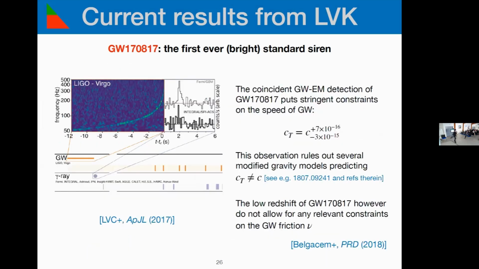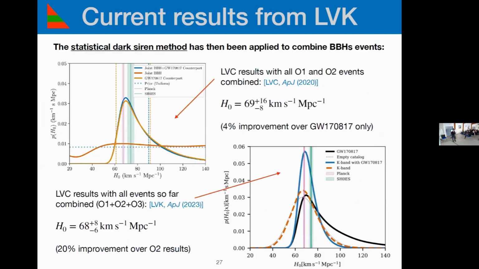I'm going to skip this slide because Chris already talked about that. So we constrain the speed of light with GW170817 and GRB 170817A up to the 10 to the minus 15 level. And I'm going to the statistical dark siren method using galaxy catalogs. So this was applied to O2 results for the first time, and then to all O3 results after the O3 observational run.